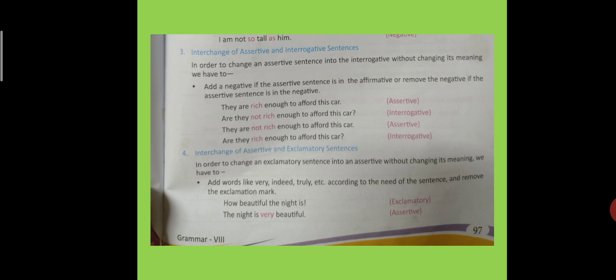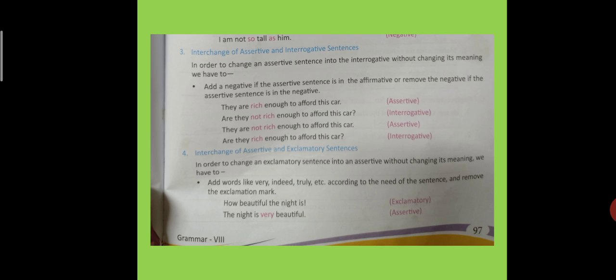Okay. So here, in the next line, you are adding a negative if it is an assertive sentence. Here, are they not rich enough to afford this car? Are they not rich enough to afford this car? And question mark is put over there. Here in the first sentence it was written rich, and in the next it is written not rich. So now it has been interchanged into interrogative.